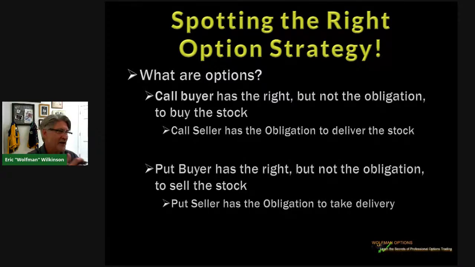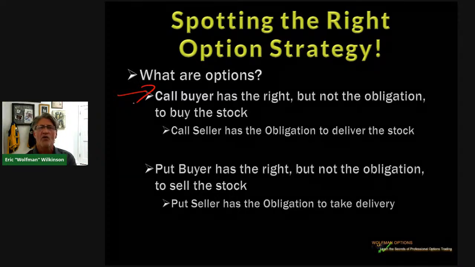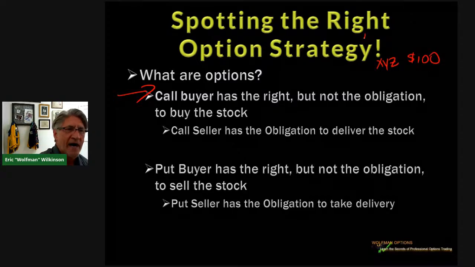I thought I had this on a rotation. I did the wrong one. But let's look at the call buyer. The call buyer has the right but not the obligation to buy the stock. So let's say XYZ is trading at $100, all right? If I'm a call buyer and I buy a call at 105, that means I have the right but not the obligation to buy that underlying at 105. If XYZ is trading at 100, do I want to buy it higher? No. I have the right to buy it, but not the obligation.